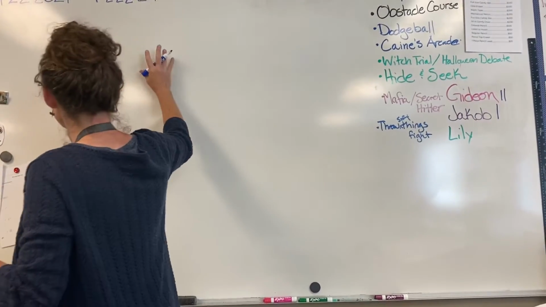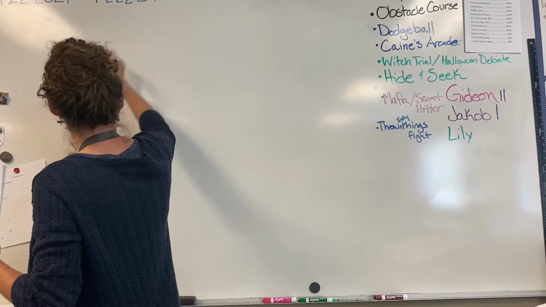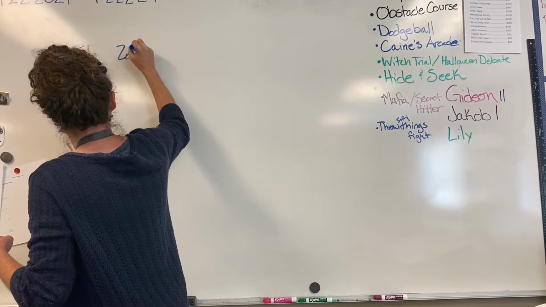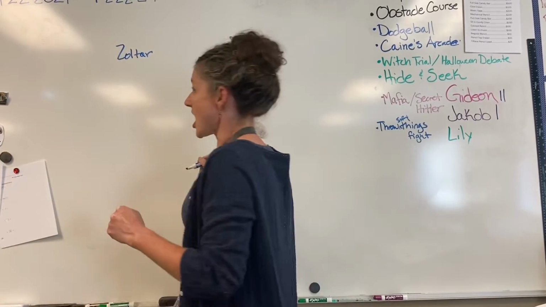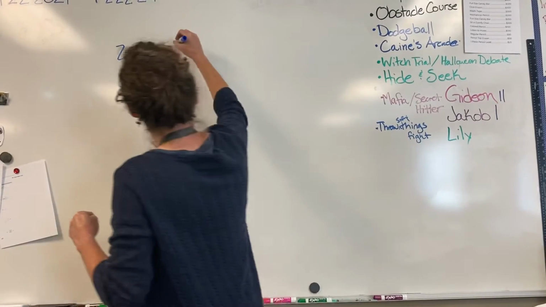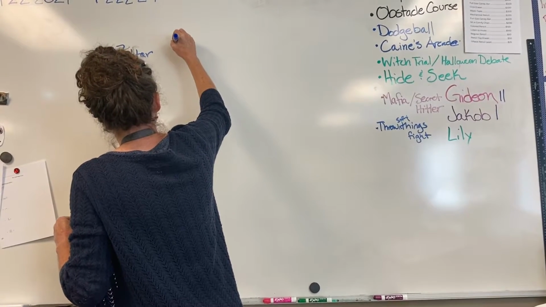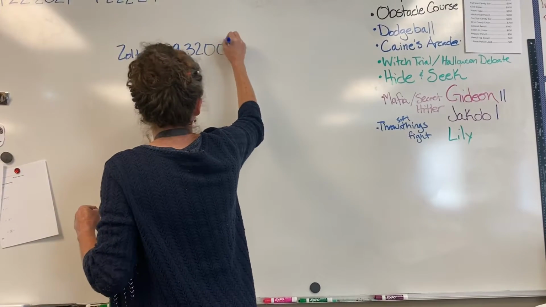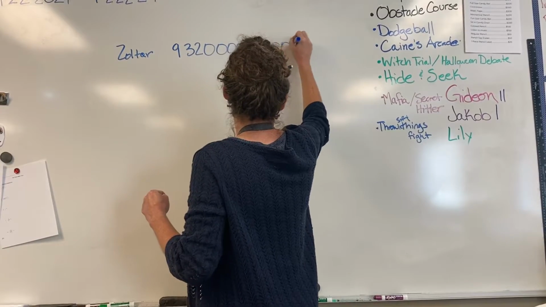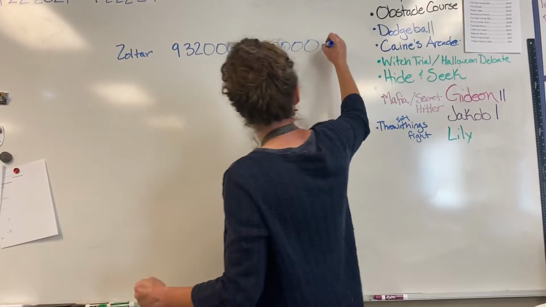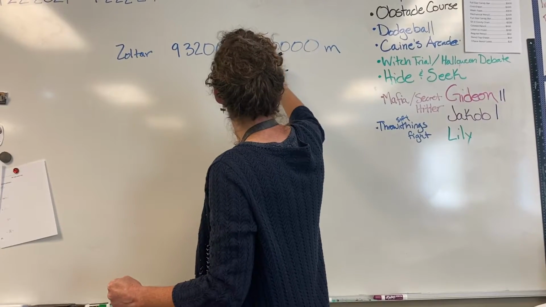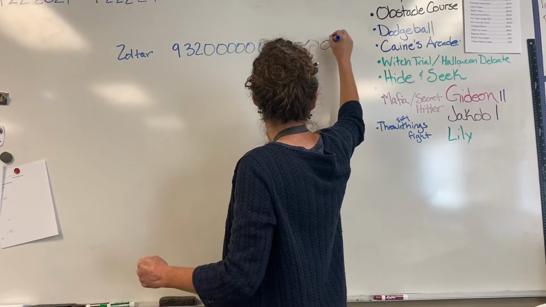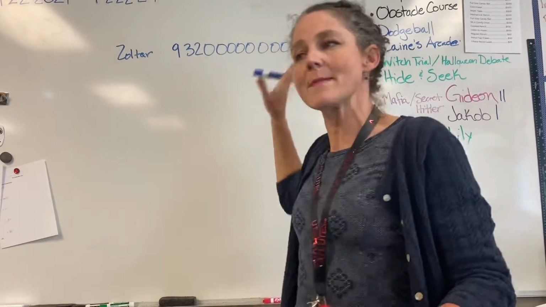So let's pretend I have a planet. We're gonna call it planet Zoltar. And Zoltar is this many miles from the sun. Like 40 billion. 9, 3, 2, 0, 0, 0, 0, 0, 0, 0. Oh, not miles, meters. It's that many meters from the sun.